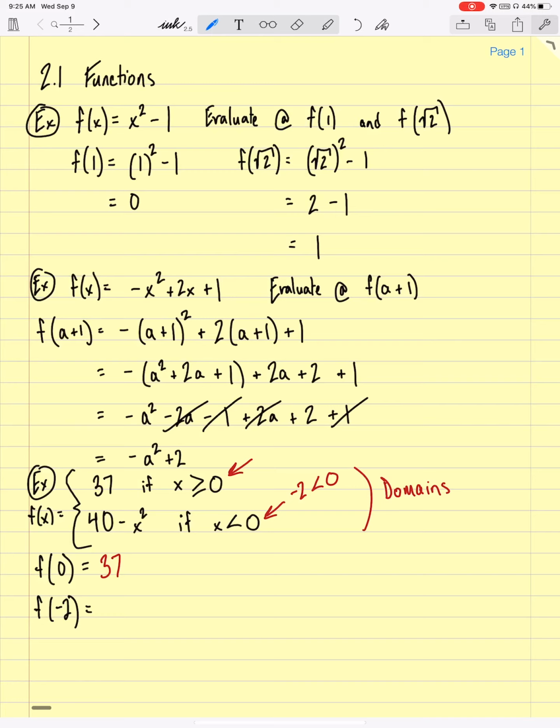So we're going to plug it into that part of the function, which is 40 minus x squared, back up, 40 minus -2 squared. And then we simplify that. So it would be 40 minus -2 squared, or 36.